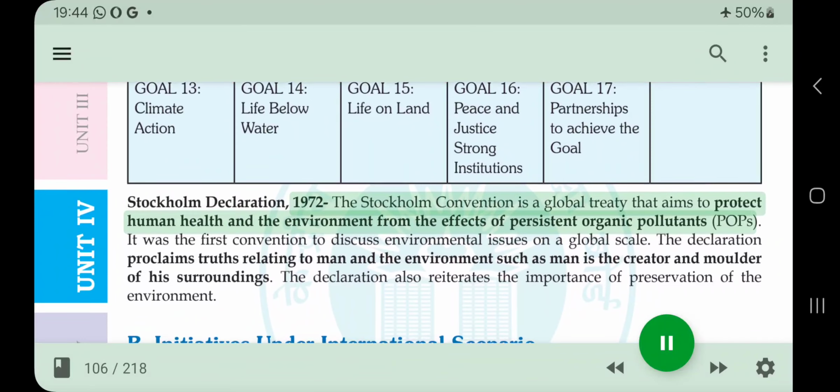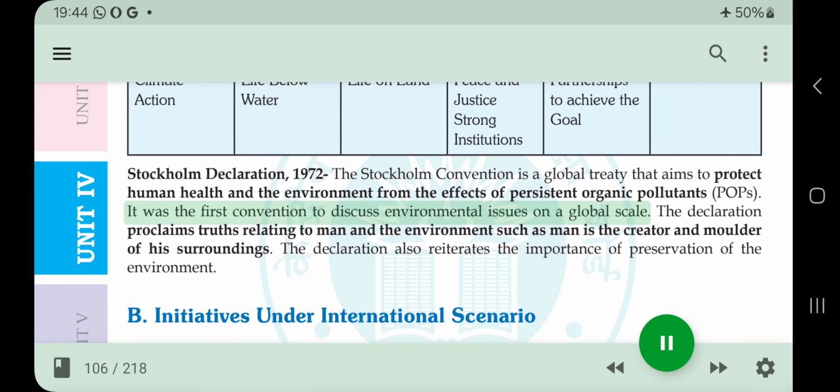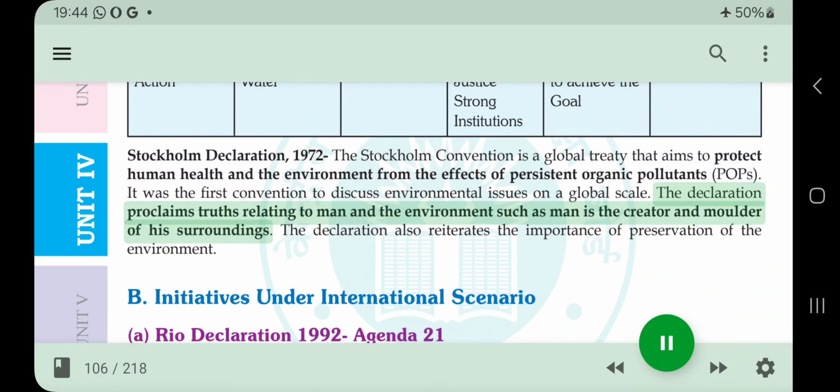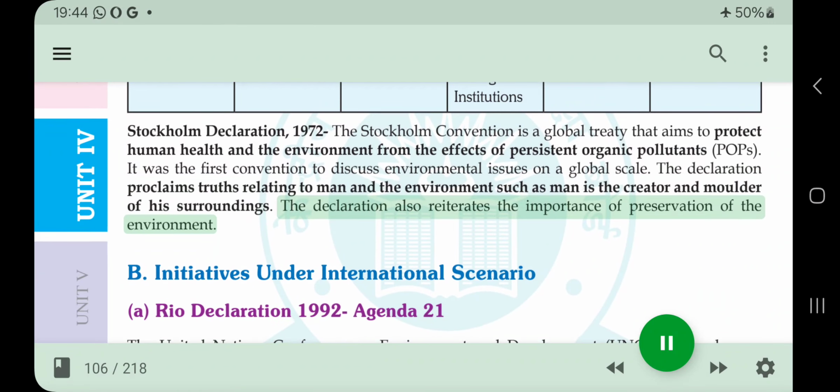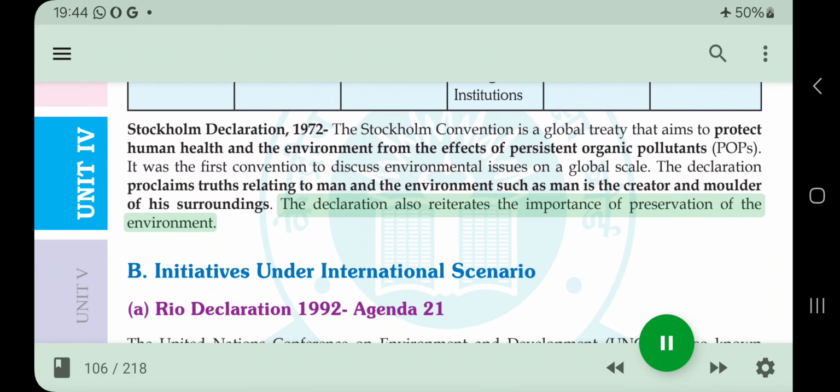Stockholm Declaration, 1972. The Stockholm Convention is a global treaty that aims to protect human health and the environment from the effects of persistent organic pollutants, POPs. It was the first convention to discuss environmental issues on a global scale. The declaration proclaims truths relating to man and the environment, such as man as the creator and molder of his surroundings. The declaration also reiterates the importance of preservation of the environment.